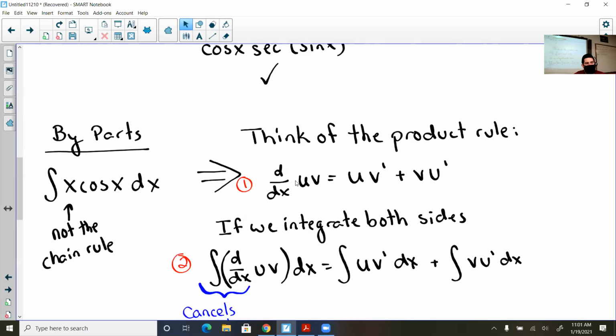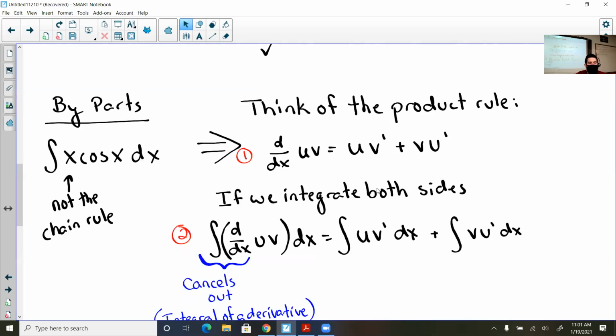So that's step 1. Now, step 2, if I go ahead and integrate both sides, I'm going to take the integral of the derivative of uv dx equals the integral of uv prime dx plus the integral of v u prime dx. So I'm just taking the integral of each quantity.